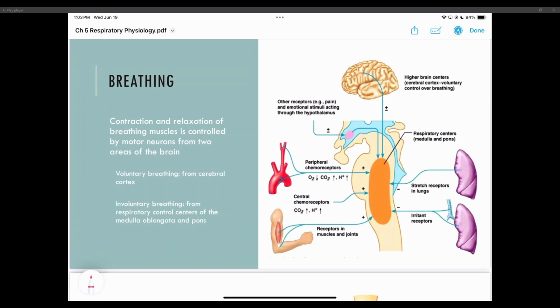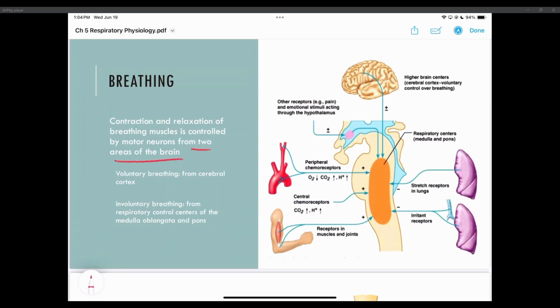So breathing comes from motor neurons from 2 different areas of the brain. Why 2 different areas for breathing? What's special about breathing? What can we do with it? We can control it. So we have voluntary and involuntary inputs into our lungs so that you can breathe at night when you're sleeping and you don't need to think about it.